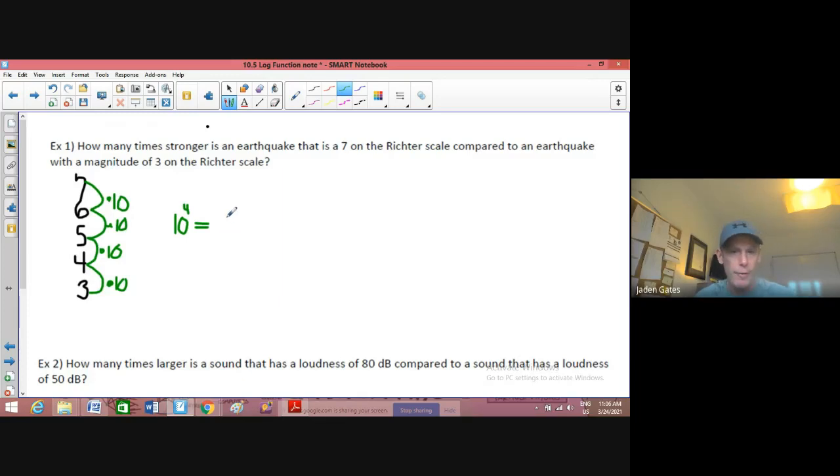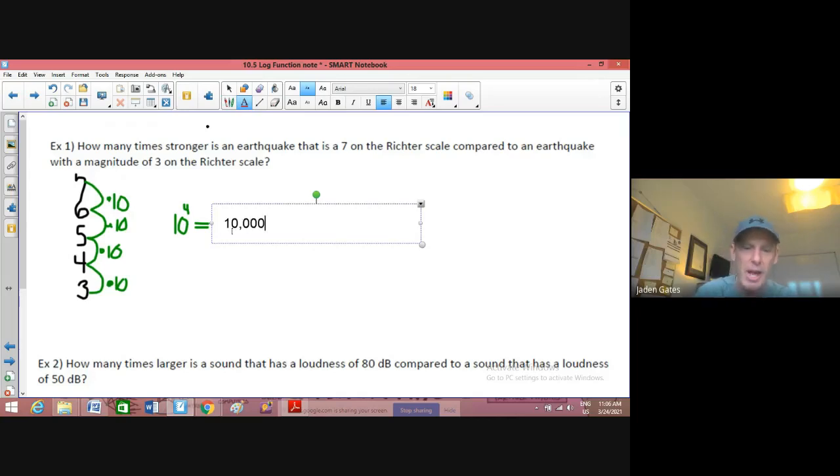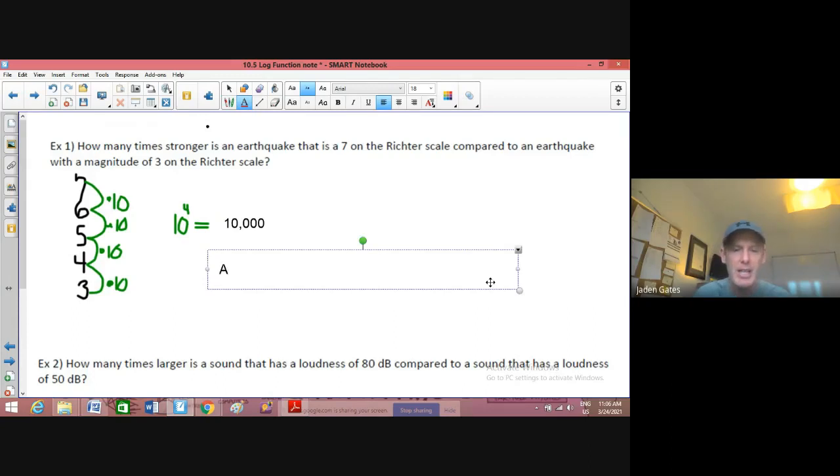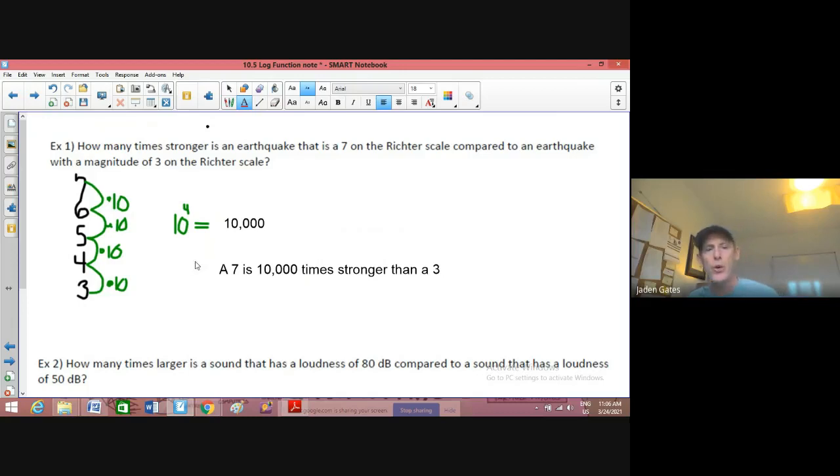And 10 to the power of 4 is actually, see if it'll allow me to do it here. There we go. Let's get the smaller letters. 10,000. And so if I compare a 7 to a 3, a 7 is 10,000 times stronger than a 3. And so there is a huge difference there.